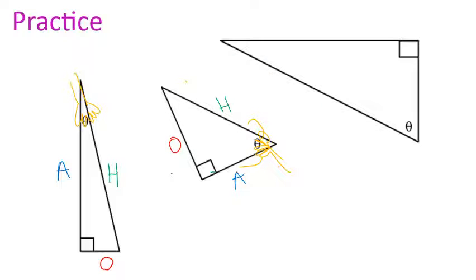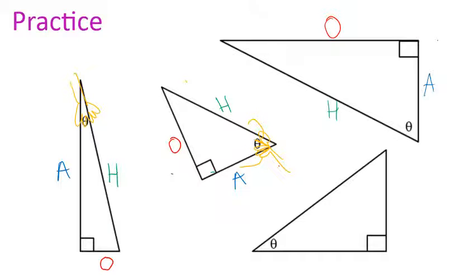Next one, hypotenuse, put my hand on the angle, that must mean this is the opposite, and the other one is adjacent. This one here, hypotenuse, longest opposite the right angle, hand over here, that must mean this is the opposite, and this is adjacent.